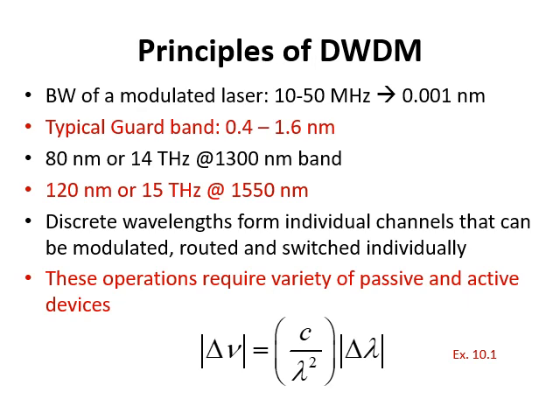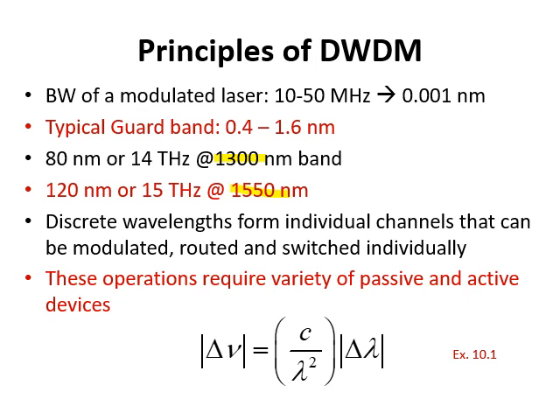So next is with respect to the 80 nanometer with the different band. This is much important. 80 nanometer or the 120 nanometer with the different ranges of wavelength. It is a particular band which is defined with respect to the frequency also. A discrete wavelength forms individual channels that can be modulated, routed, and switched individually.